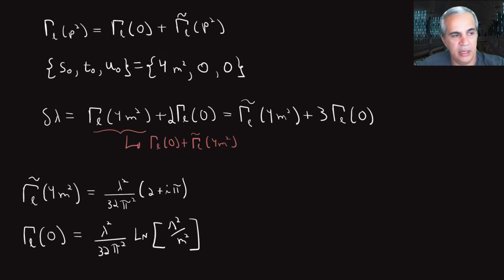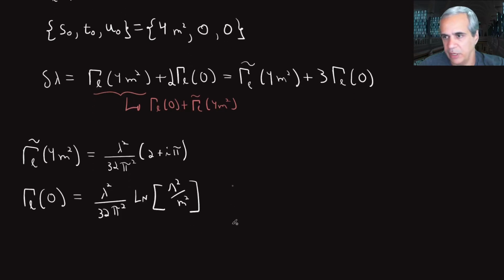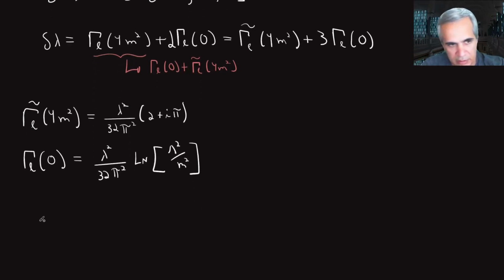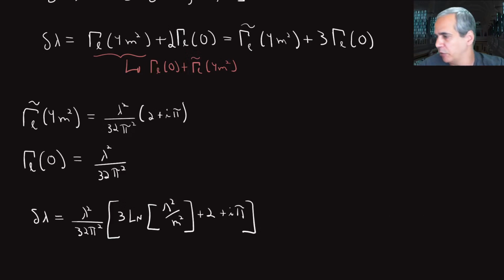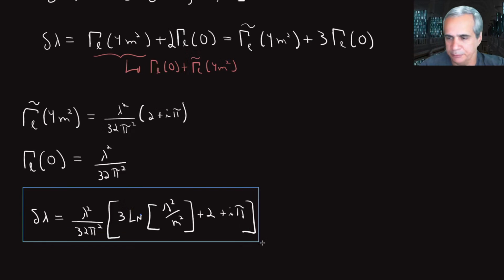And now I can put these two things together and rewrite delta lambda. We just have to add those two together. Delta lambda will be lambda squared over 32 pi squared. Remember there's 3 contributions from this guy, so it's 3 times this log plus 2 plus i pi, right?